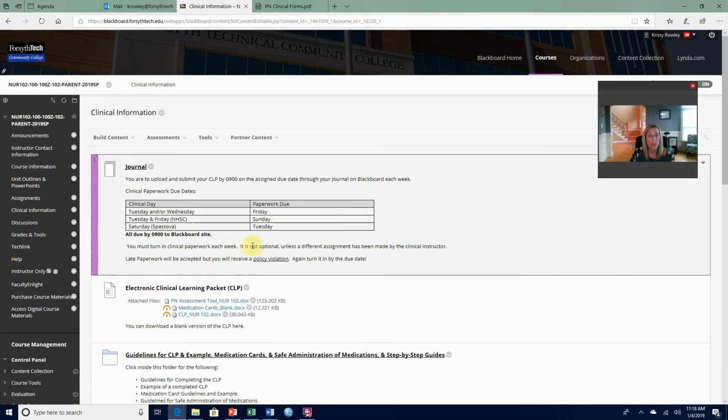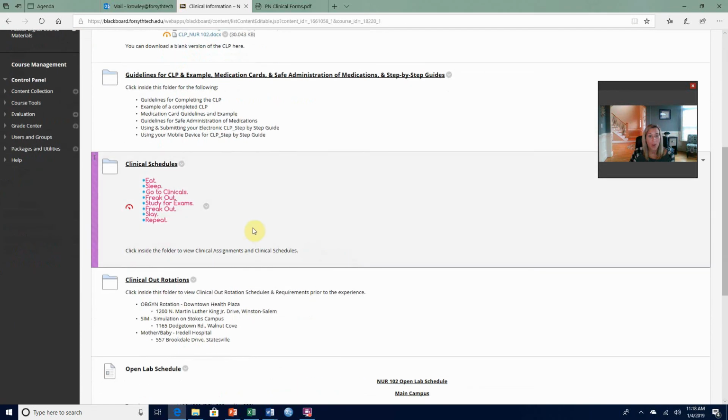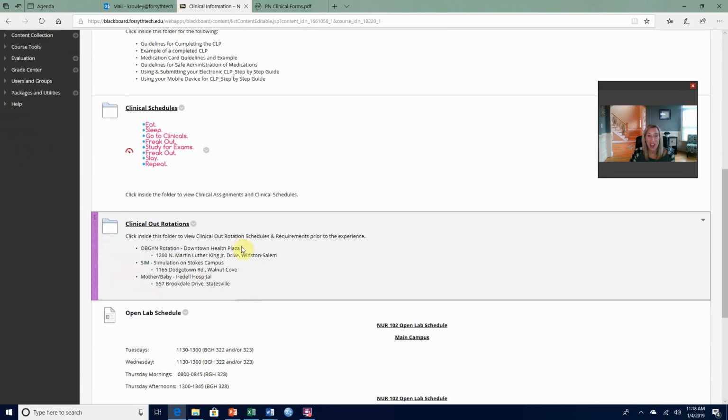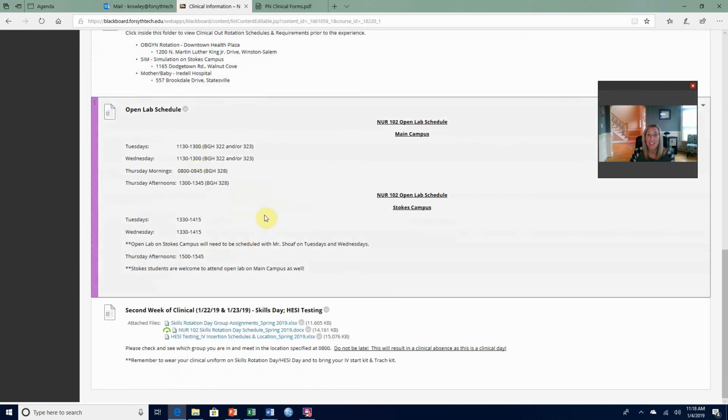So back into the clinical information. Now we've seen what their clinical schedules are. Now we've looked in there for the clinical out rotations. You know what's in there. This is our open lab schedule that we have posted. I put this, the students see everything that you're seeing now.